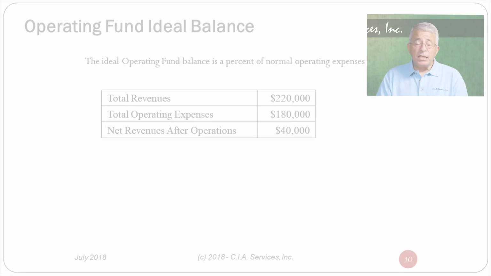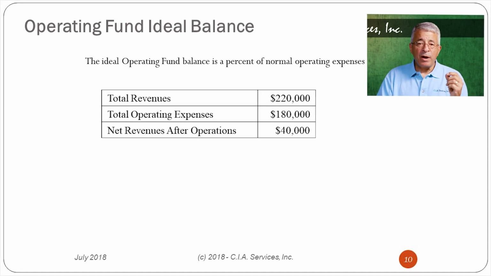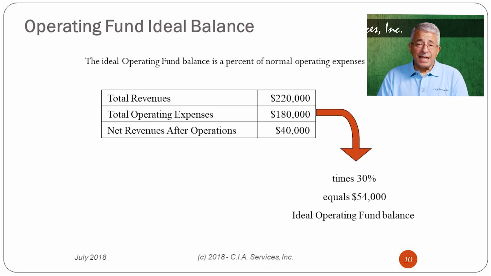So on this next slide, we're going to look at the operating fund. And the operating fund, again, is proportional to how much your normal operating expenses are. So in this example, we see a community that has $220,000 worth of revenues, $180,000 worth of expenses, and some net income. What you see is that the ideal balance, if we've determined that we want a 30% coverage, I said normally 25 to 75 depending on the character of the community, then 30% of $180,000 is $54,000. That right there is the ideal fund balance for the operating fund.